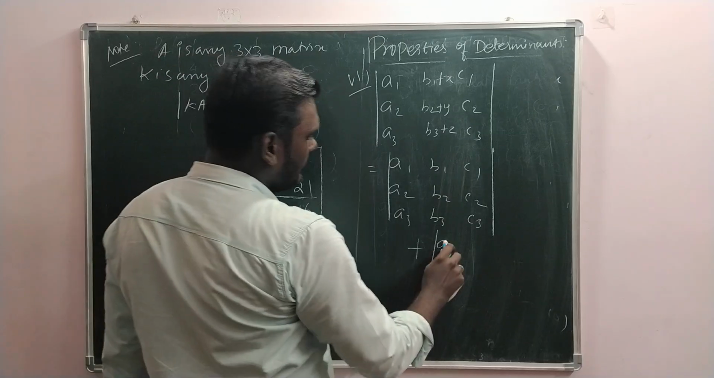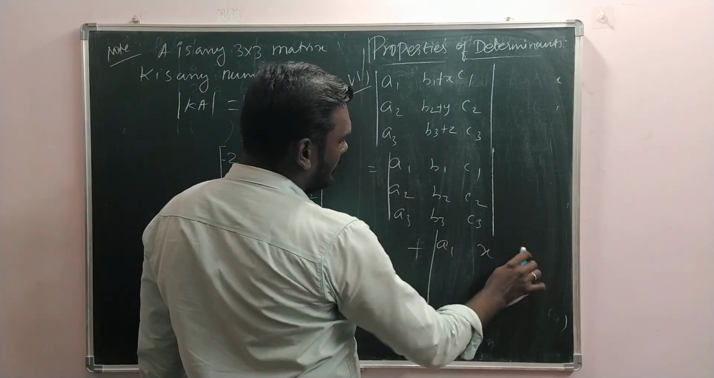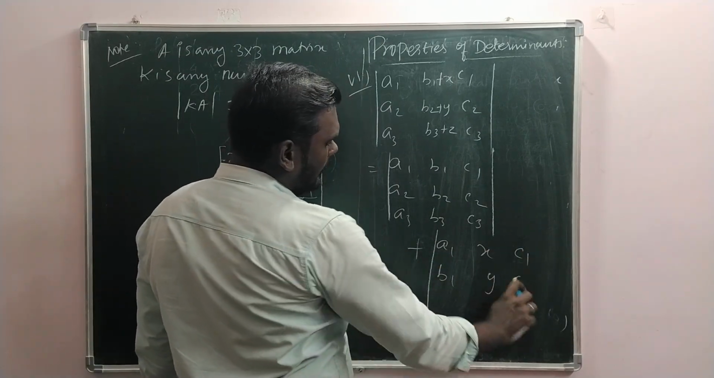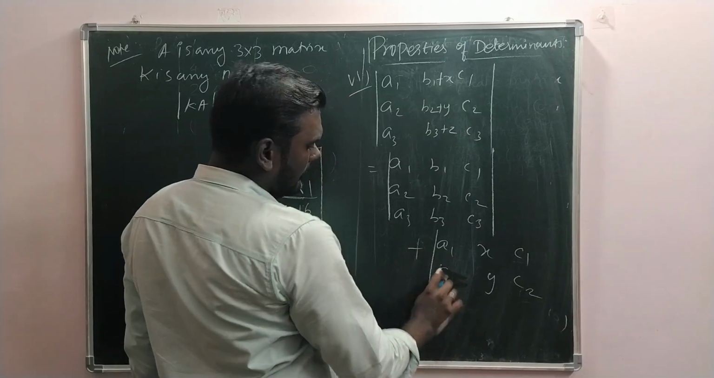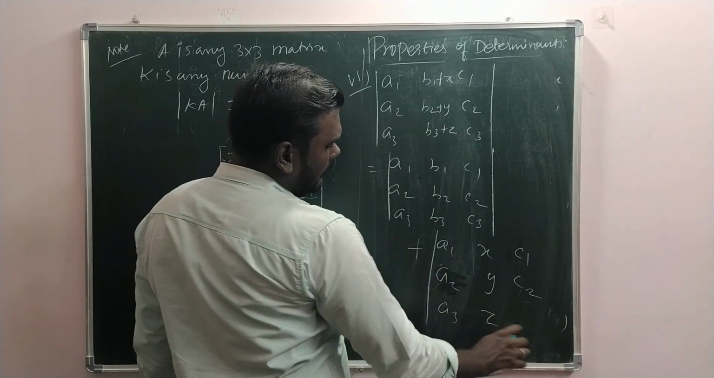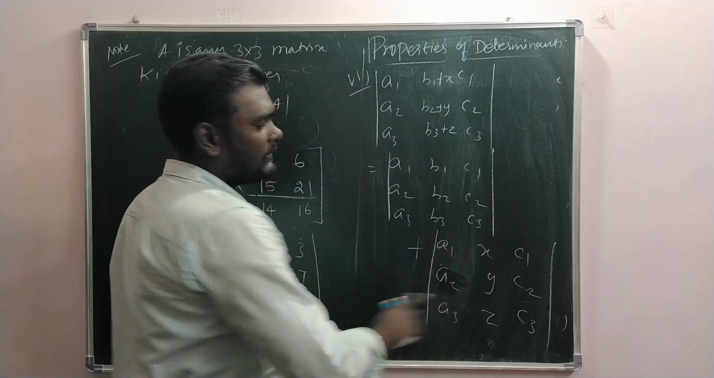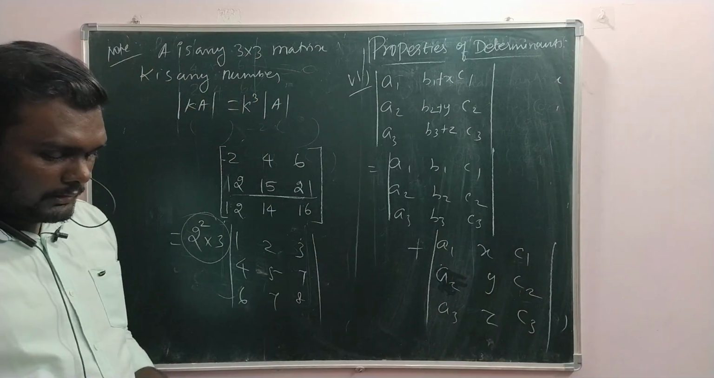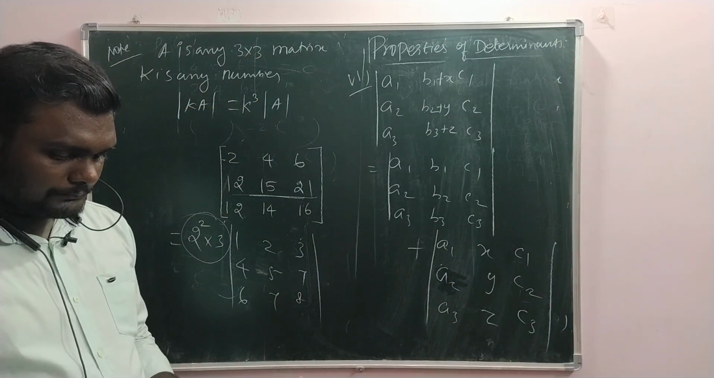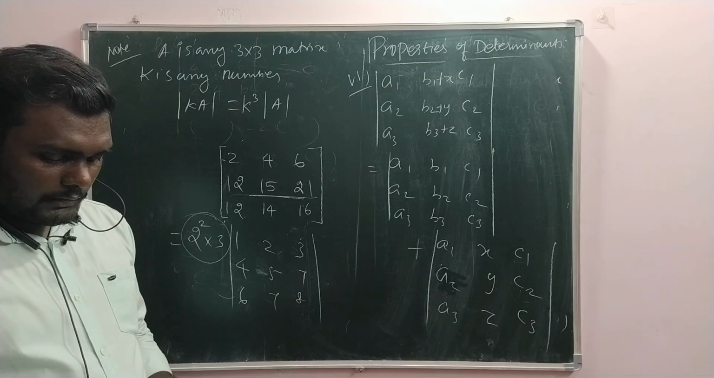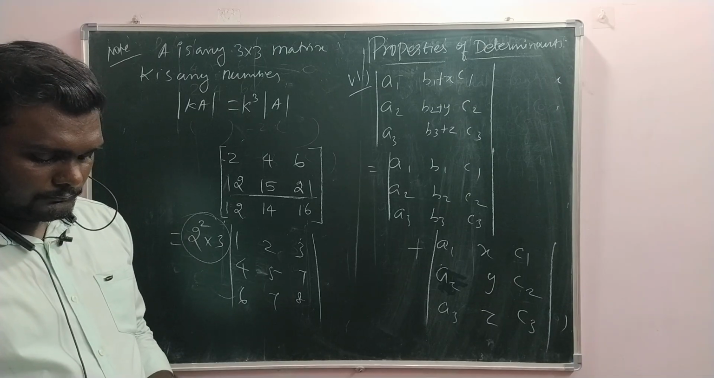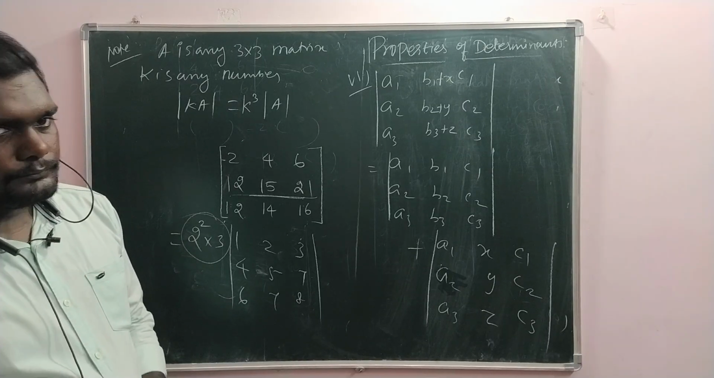Those numbers are A1, X, C1, B1, Y, C2, sorry, A2, Y, C2, A3, Z, C3. These two determinants can be separately calculated and they can be added. That is what this property is about.